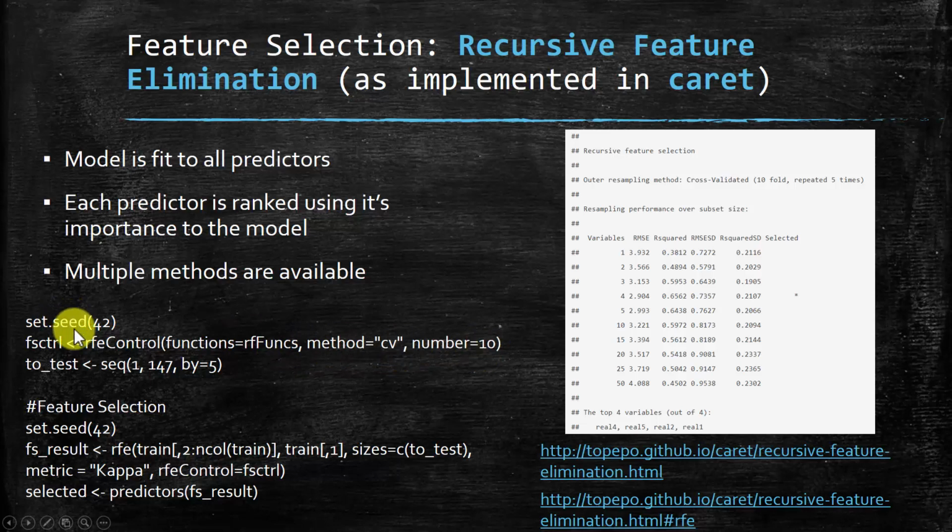And what are we assessing? We're going to assess 1 through 147 by 5, so it would be 1, 6, and so on. It goes through all those numbers of features, and then pulls back the number of features that provides the best accuracy. Then, if we want, we can subset out those features. Here we're running the test, and we could then run the model just using the subset of features that were found to be most useful.